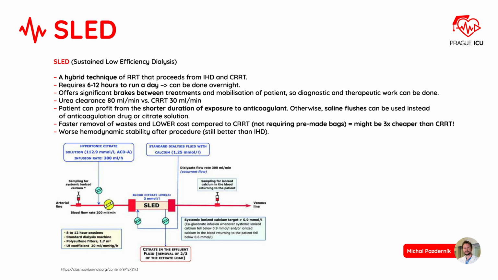Urea clearance is 80 ml per minute versus CRRT, in which it is 30 ml per minute. Patients can profit from the shorter duration of exposure to anticoagulant. Otherwise, saline flushes can be used instead of anticoagulation drug or citrate solution. SLED offers faster removal of wastes and lower cost compared to CRRT. It might be 3 times cheaper than CRRT.